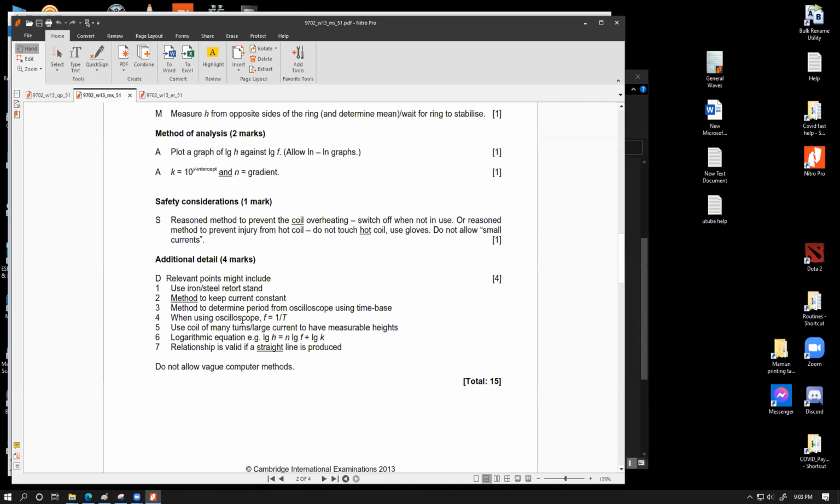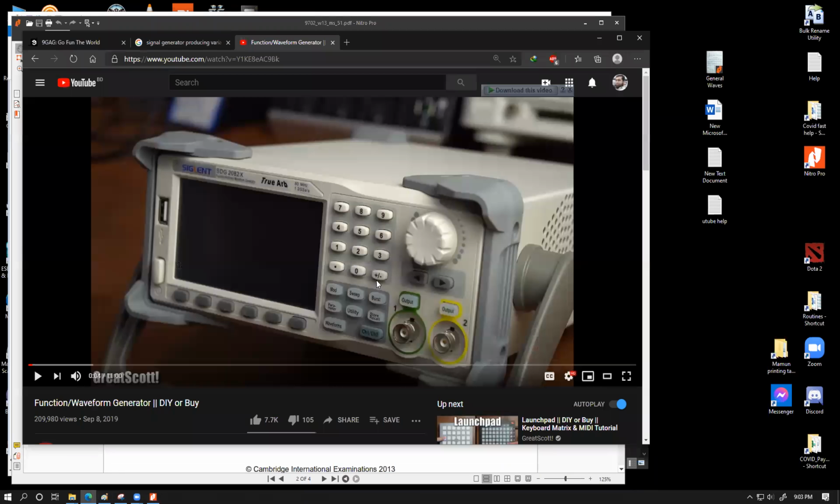So actually mentioning the oscilloscope might be a handy thing because you can make sure you get 1 additional mark from here. Notice one thing here: it says method to determine the period from the oscilloscope using the time base. You can't write this like a bare method; you have to mention what the method is. The method to measure the time base looks like this.